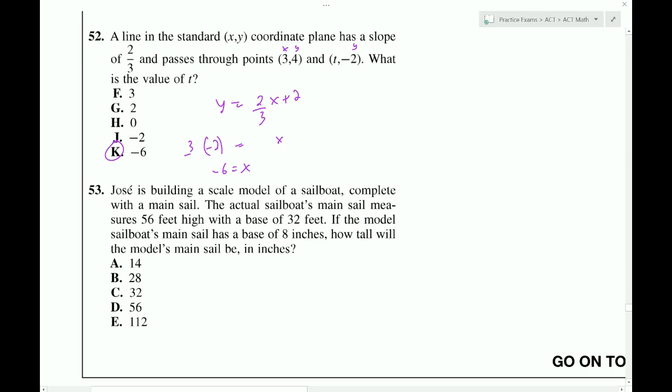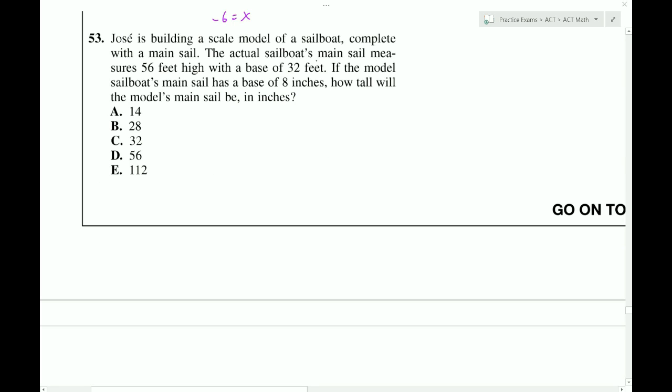Okay? Jose is building a scale model of a sailboat. The actual sailboat's mainsail measures 56 high with a base of 32. If the model's mainsail has a base of 8, how tall would it be? Right? So there's your proportion. X is to 56 as 8 is to 32.